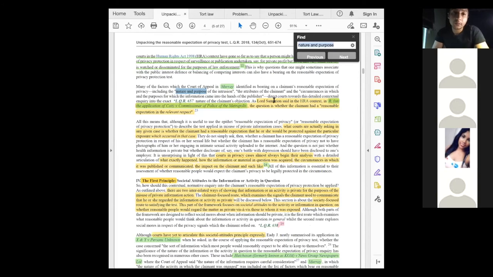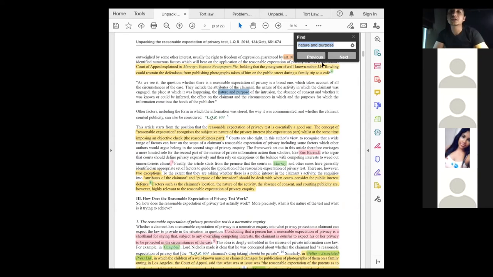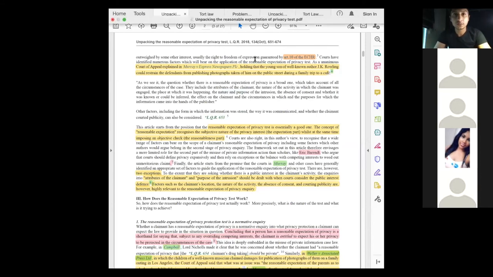Many of the factors which the Court of Appeal in Murray identified as bearing on claimant's reasonable expectation of privacy, including the nature and purpose of the intrusion, the attributes of the claimant, and the circumstances in which and the purpose for which the information came into the hands of the publisher, direct courts towards this detailed contextual inquiry into the exact nature of the claimant's objection. I can send you after this session the exact point where she says that. But even if she herself does not say it, she refers to this article, if you may say this one.